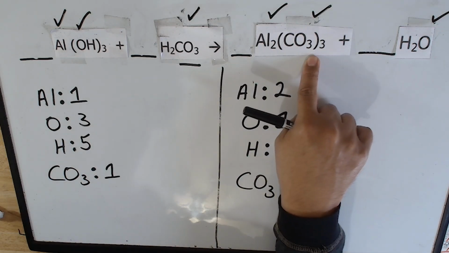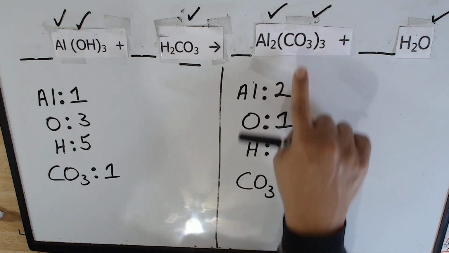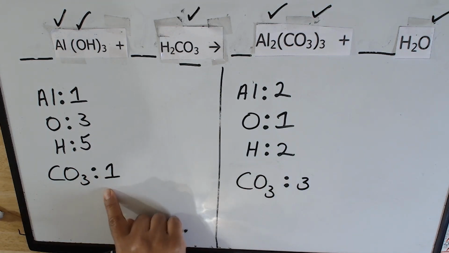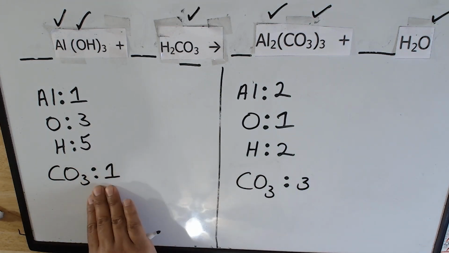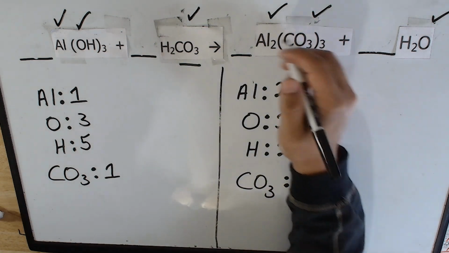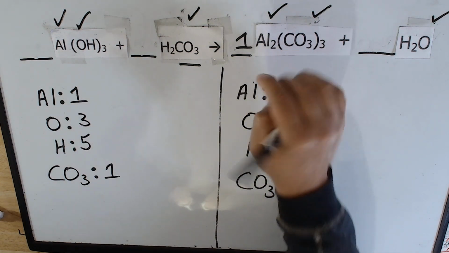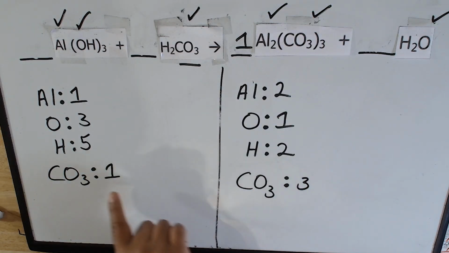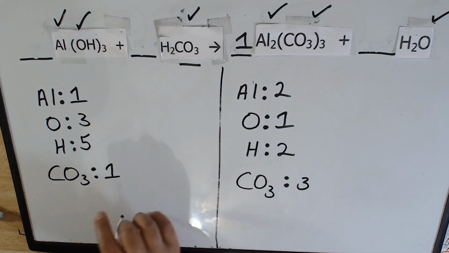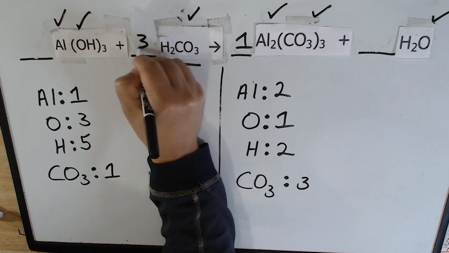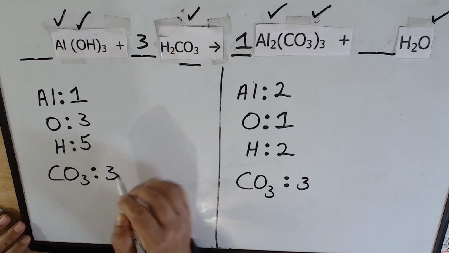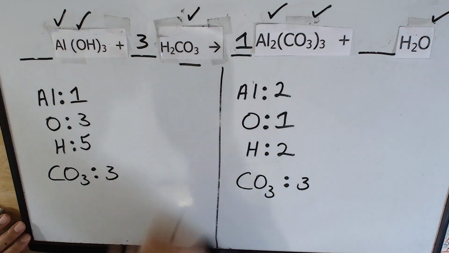So we have 3 carbonates in the product side and 1 carbonate in the reactant side. So I want to have 3. So I'm going to come here and I'm going to write a coefficient of 1. 1 times 3 gives me 3. So therefore I need to have 3 over here. So I'm going to come here and write a coefficient of 3. So now we have 3 carbonates.